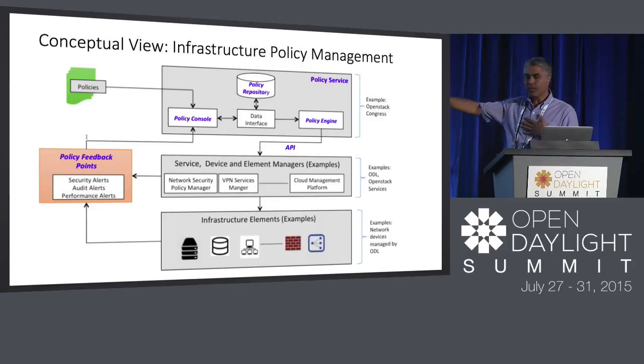And on the bottom, you have the infrastructure elements, of course. So this is where it's finally going to go and do what you need at the infrastructure. This is the third layer. And then the one I don't want to miss is what is happening on the left, right? So it's a feedback loop.